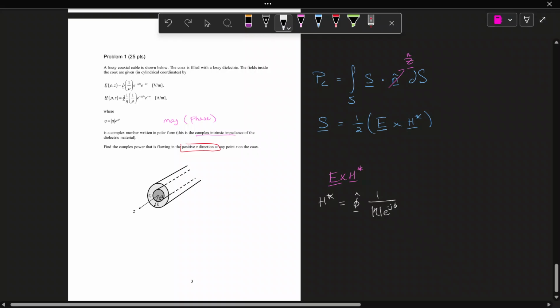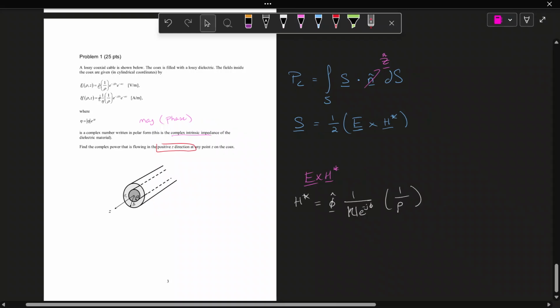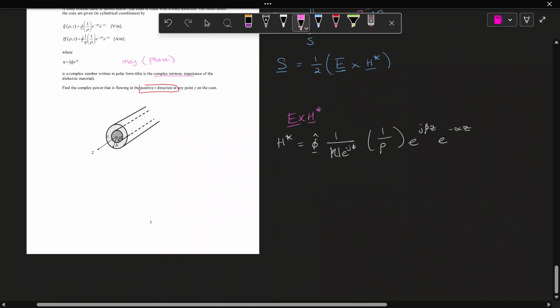Now we have 1 over rho. That does not have any J in it. We keep it the same. E to the negative J beta Z. Well, that negative J becomes a positive J. Finally, you have an E to the negative alpha Z. That doesn't have a J, so you keep it exactly the same. And now what we need to do is take the cross product of them.